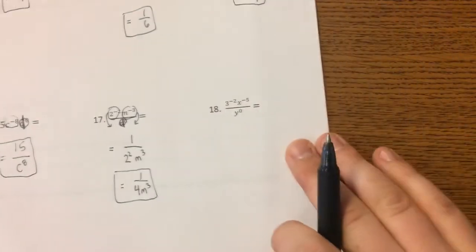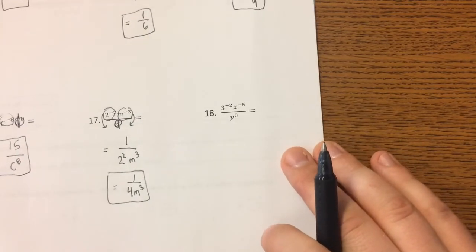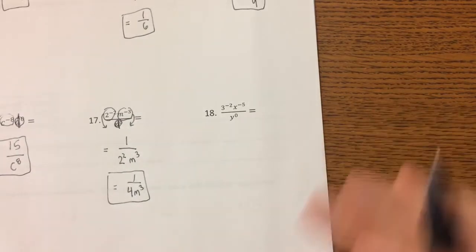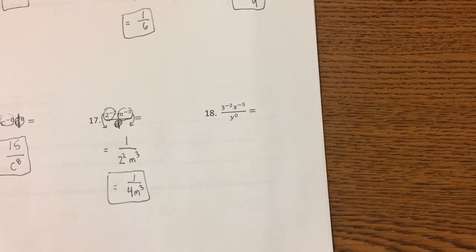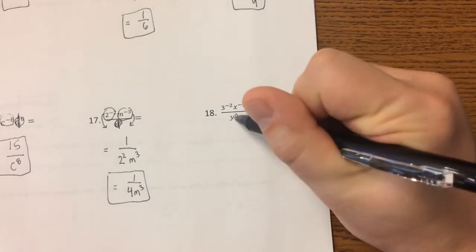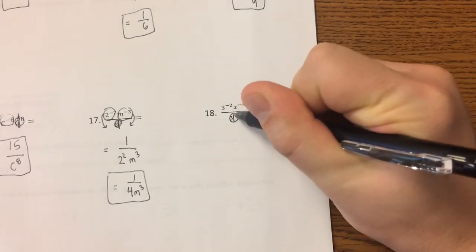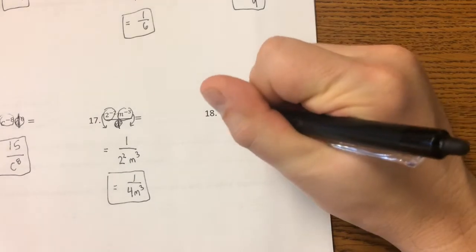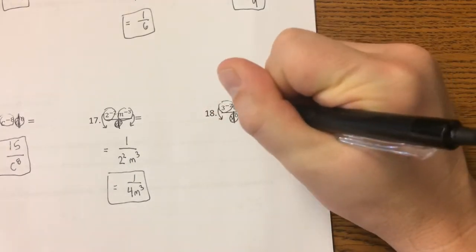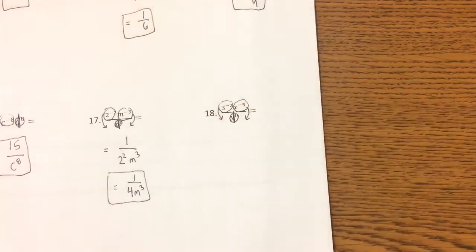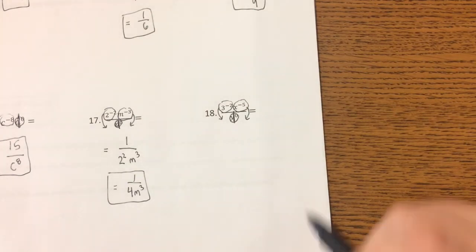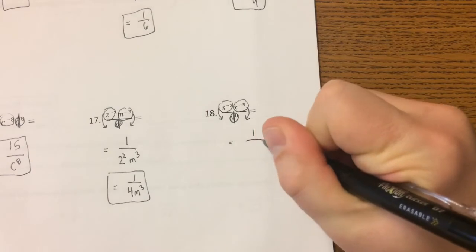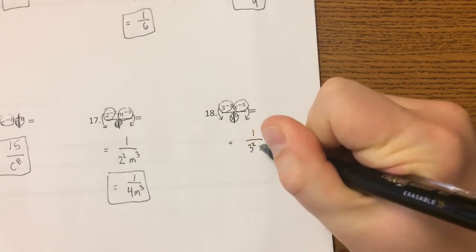Number 18. 18 is pretty much exactly like number 17. It's even set up in the same way. Y to the 0th, that's a 1. And then I'm going to take both of these negative powers and move them to the denominator. So I get 1 over 3 squared times x to the 5th.